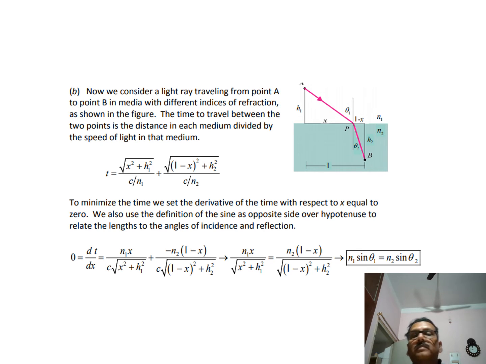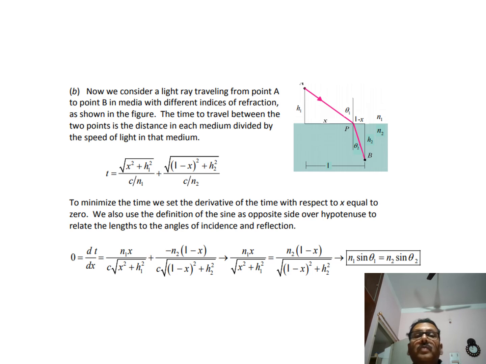This becomes equal to T is equal to under root x square plus h1 square by c divided by n1, where n1 is the refractive index of the first medium, plus under root (L minus x) the whole square plus h2 square divided by c divided by n2, where n2 is the refractive index of the second medium.